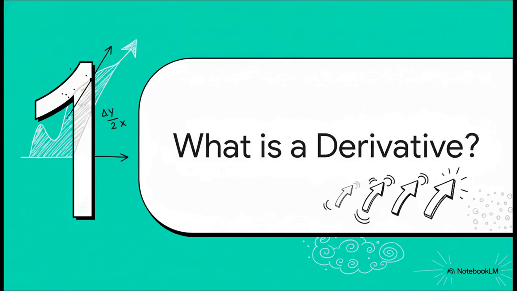So what is this thing, a derivative? Put simply, it's just the fancy calculus name for the slope of a curve at one single specific point. It's how we measure change at an exact instant. And to understand it, we're going to use a really simple idea I like to call the nudge.